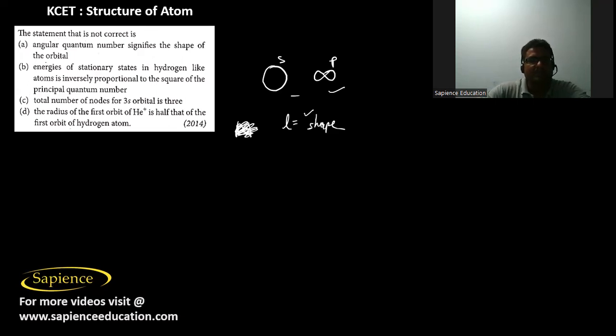Then the energies of stationary states in hydrogen like atoms is inversely proportional to the square of the principal quantum number.